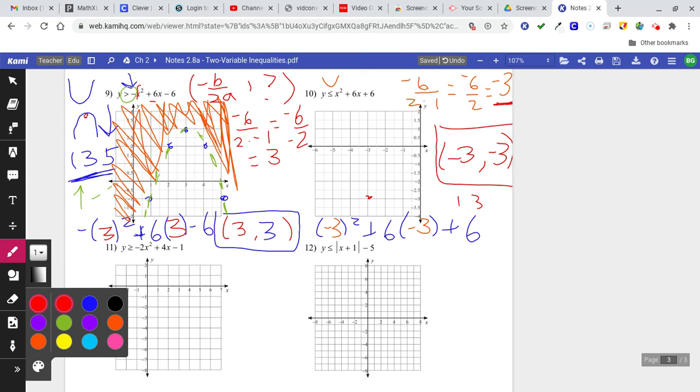And then we do our 1, 3, 5 pattern again. So this time it's going up. So go up 1 and up 3. 1, 2, 3. Those are my dots. Don't forget about your inequality, though. Less than or equal. The equals tells me that it's a solid line. And the less than tells me to shade down.